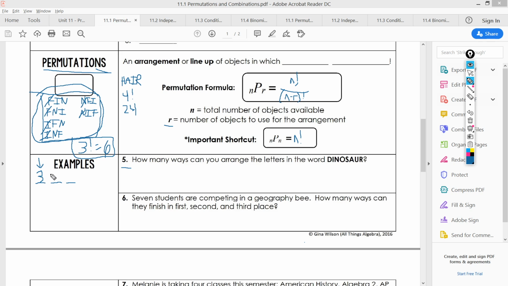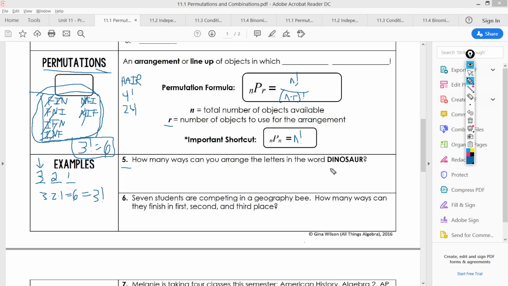So no matter what, after I pick my first letter, there are only 2 letters left that could go in the second spot. And then what's left for the third spot? Well, if I get rid of my second letter here, there's only 1 letter left, right, for each of these that can be picked. So there are 3 ways to pick the first letter, 2 ways to pick the second letter, and only 1 way to pick the third letter. That's why it's 3 times 2 times 1, or 6, which is the same thing as 3 factorial.